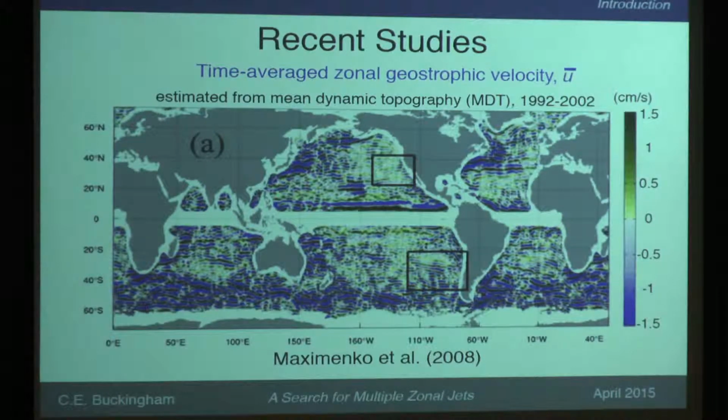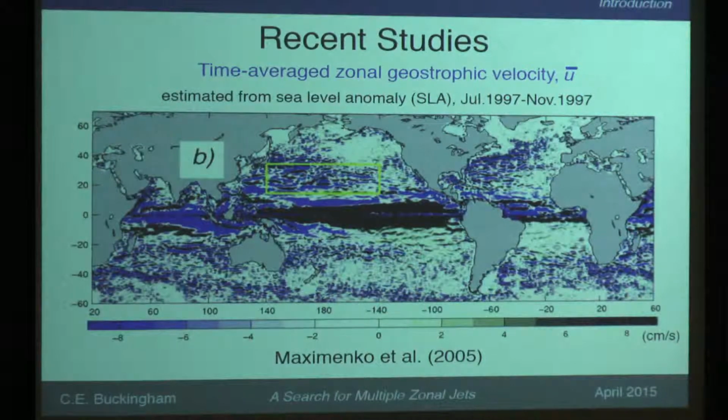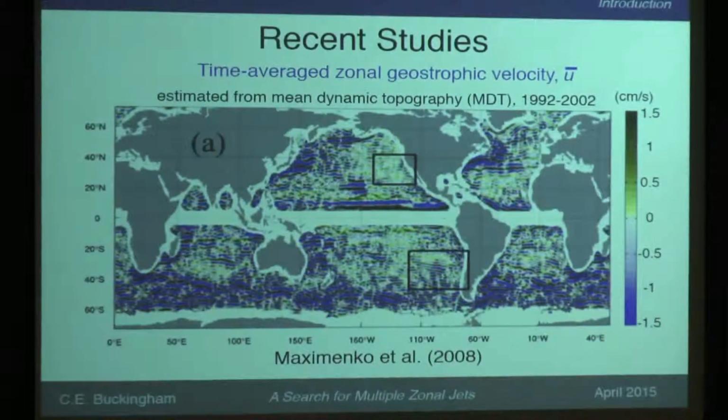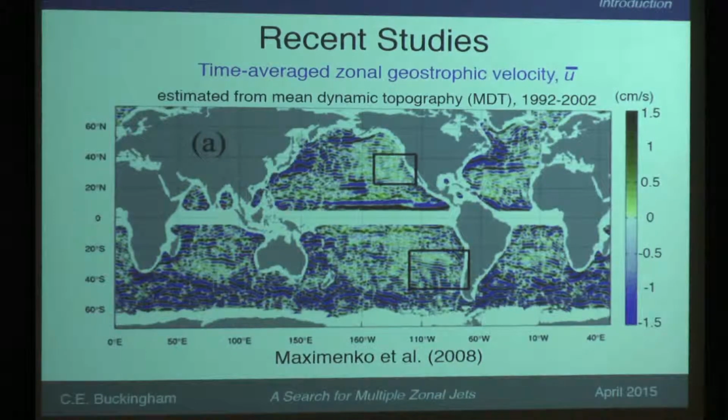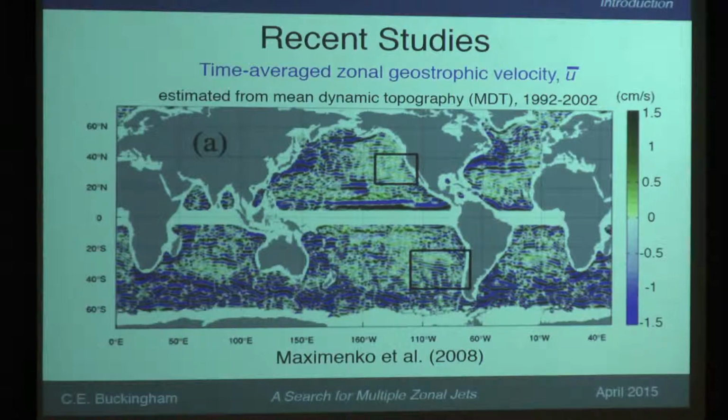So the same thing was done in mean dynamic topography. Understanding that sea level anomaly has the mean removed from the altimeter, Maximenko and co-authors used this mean dynamic topography, which some of the individuals in the audience are familiar with. It has drifters and other things in it to back out what the mean flow would be. It's hard to explain, but I'll just say that it has a mean flow in it. Basically, if you average for 10 years, you get something similar, where you have eastward and westward flow. And the magnitudes here are on the order of 1 centimeter per second.